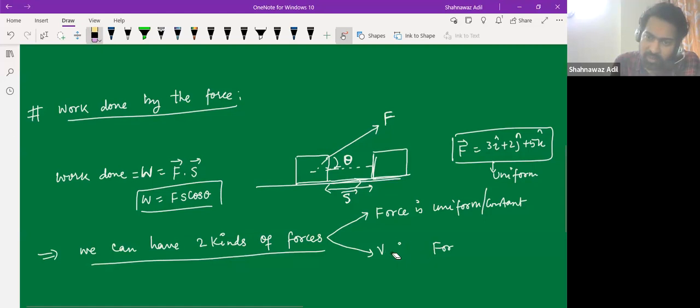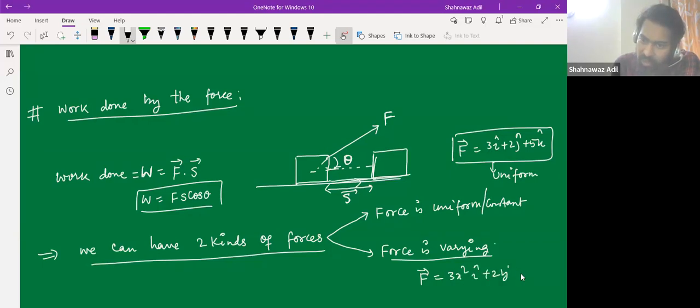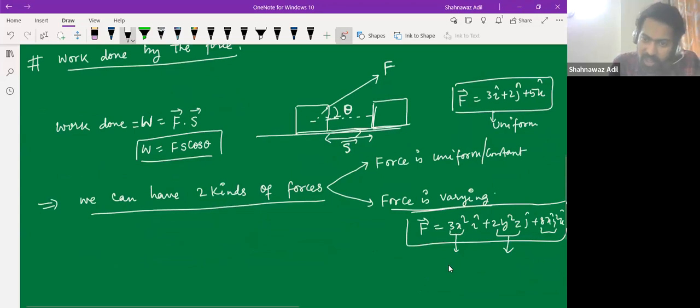The force is varying. So how do I represent that? F would be something like 3x squared i hat plus 2y squared z j hat plus 8x squared y squared k hat. You can see that this force has these unknowns, these variables. So this kind of force is a variable force. Clear, guys?